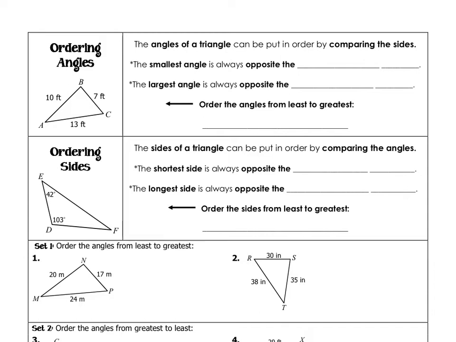Ordering of angles. The angles of a triangle can be put in order by comparing the sides. The smallest angle is always opposite. Let me highlight this.